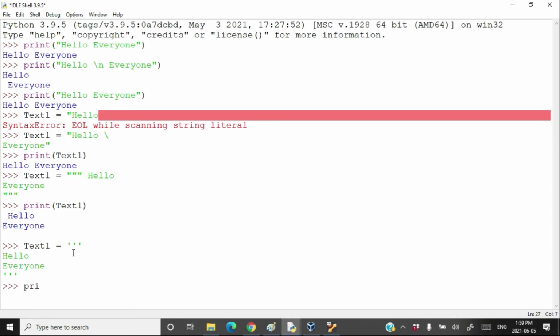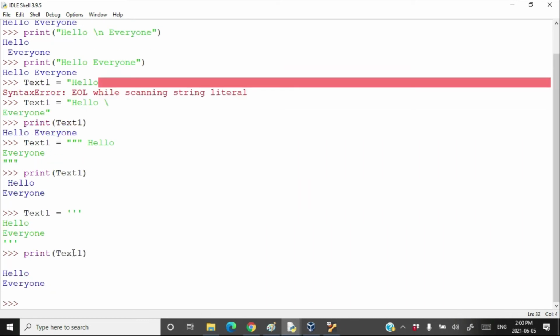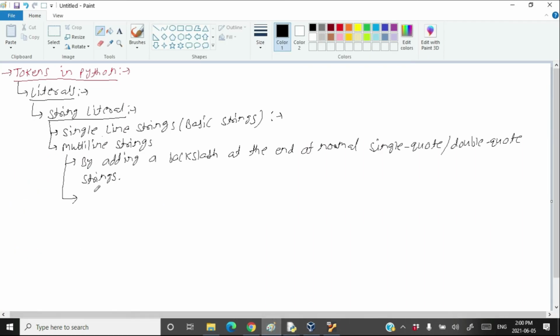Now print text1. Press enter. And here it is. So another way to create a multi-line string in Python is by typing the text in triple double quote or triple single quote. So there are two ways of writing multi-line strings in Python.